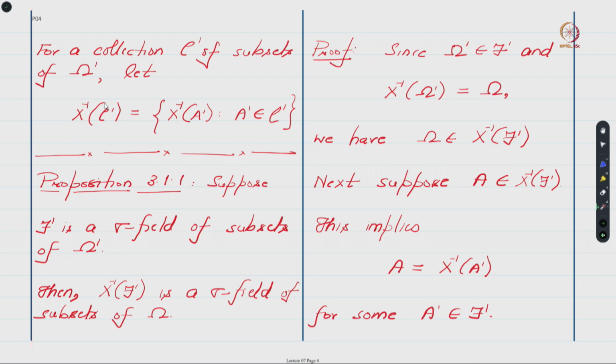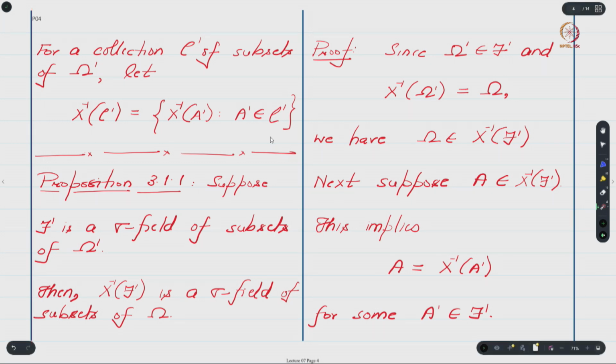Now, what will X inverse do? Well, it will take the inverse of every subset that is there in C prime and put them all together. So, X inverse of C prime, so C prime is a collection. So, X inverse of C prime is another collection, and this collection is made up of X inverse of A prime, where A prime belongs to C prime. So, in this sense we have extended the definition of X inverse from one subset of omega prime to a collection of subsets of omega prime.